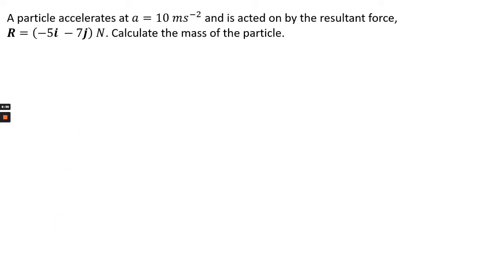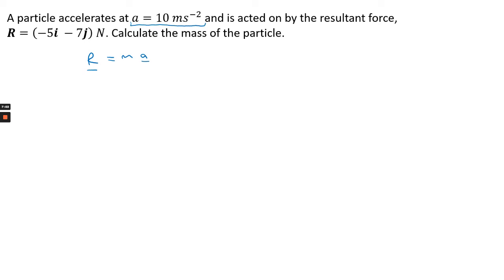So we're told that a particle accelerates at 10 meters per second squared and is acted on by the resultant force R equals negative 5i minus 7j newtons. I want to calculate the mass of the particle. Okay, so I know that my resultant force R will equal the mass times the acceleration.